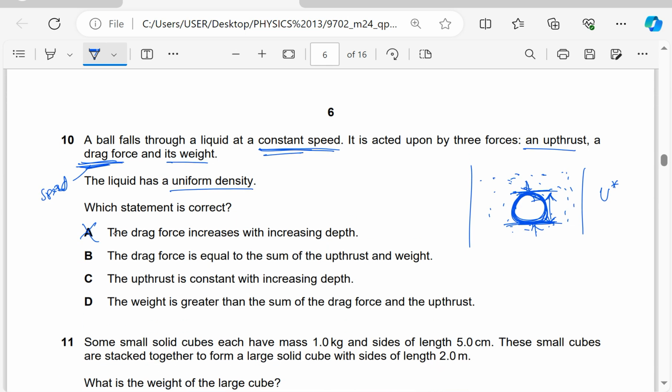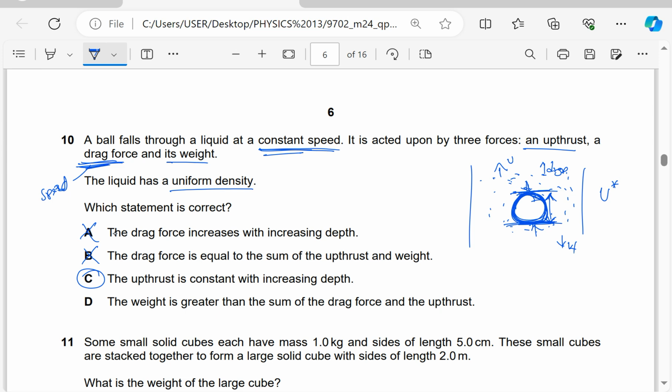The drag force is equal to the sum of the upthrust and the weight. Of course, the upthrust acts upwards. A ball falls through, it is falling, so the motion is downwards. So upthrust is up, the drag force is also up, and the weight is down. So it means this statement is wrong. Upthrust plus the drag is equal to the weight. So upthrust is constant with increasing depth. So it means our answer is going to be C.